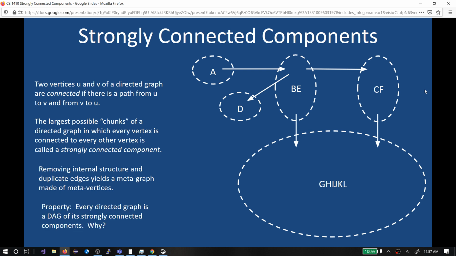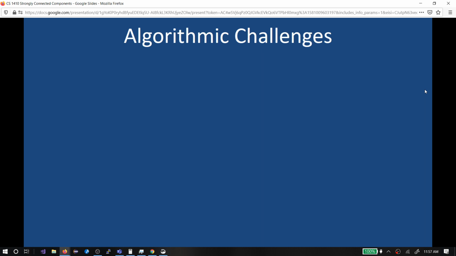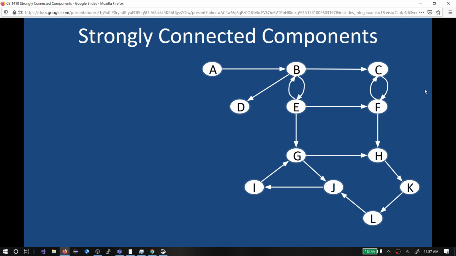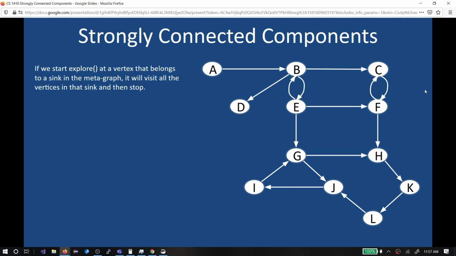We already looked at that. There's our SCC. We looked at these algorithmic challenges. All right, so I've got 5 minutes left, so I'm just going to make a few observations that will help us next time.